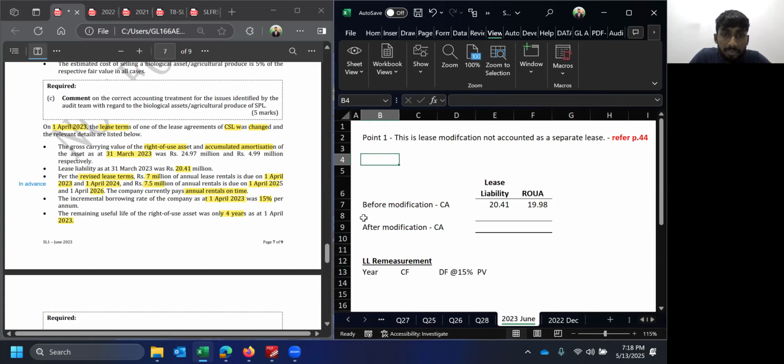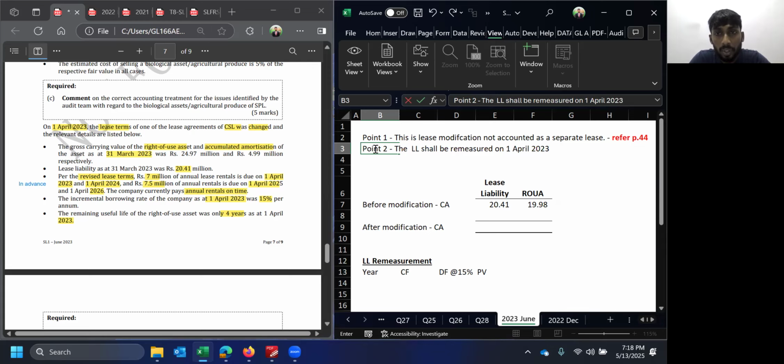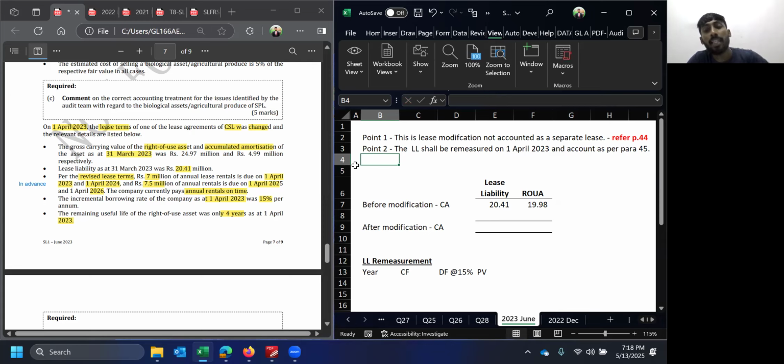Then in point 2, you can mention that as this is not accounted as a separate lease, the lease liability shall be remeasured on 1st April 2023, and accounted as per para 45. This is what you need to secondly mention.